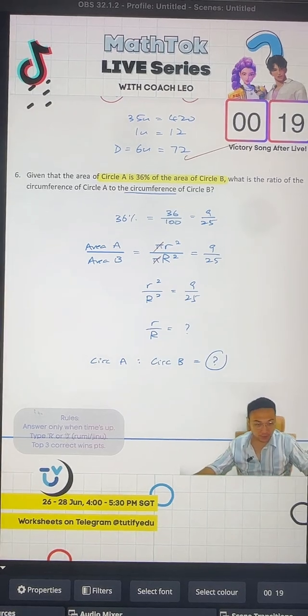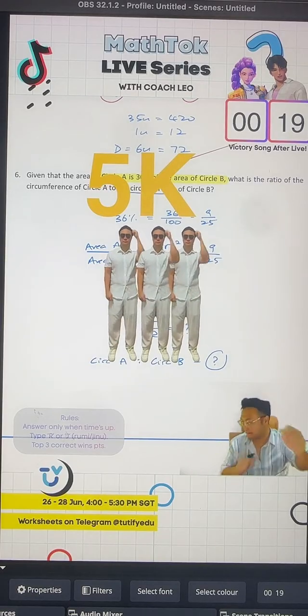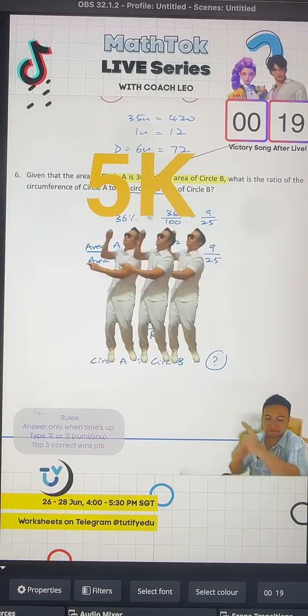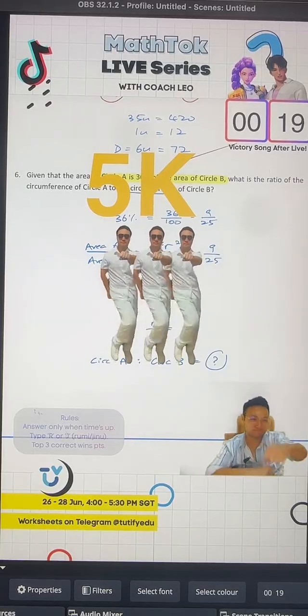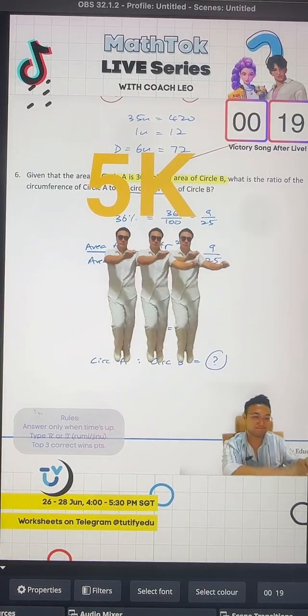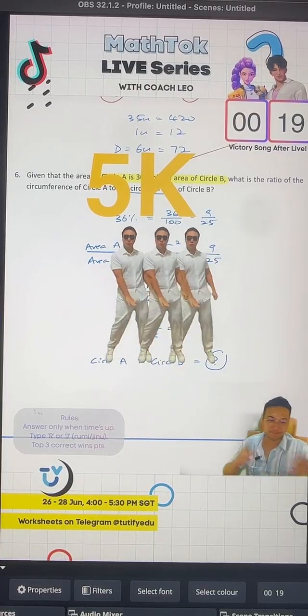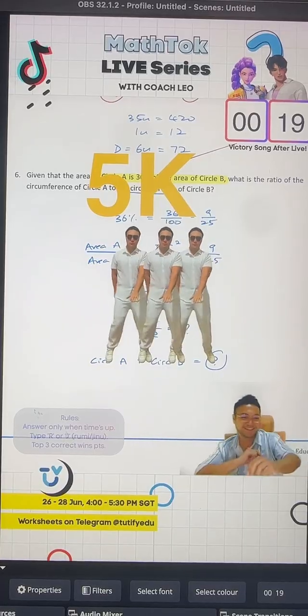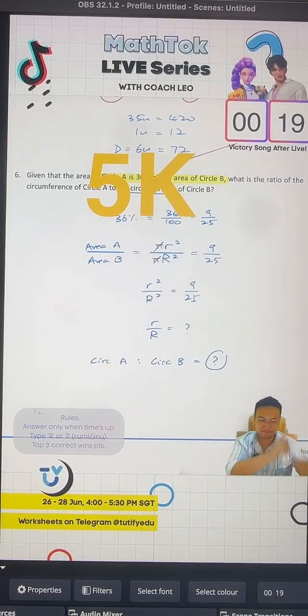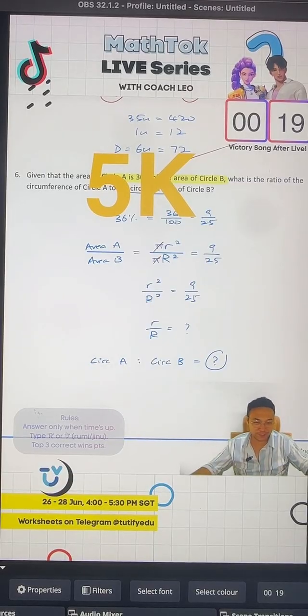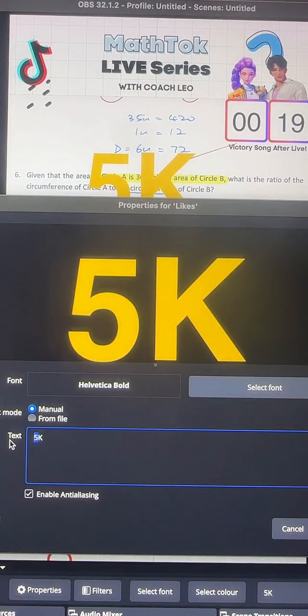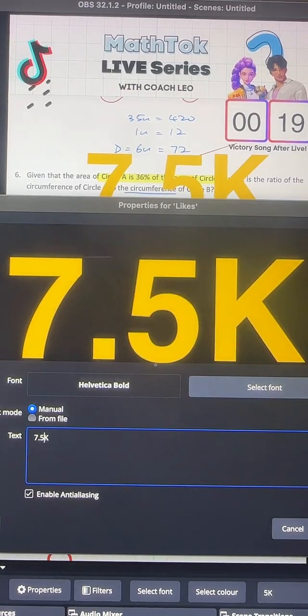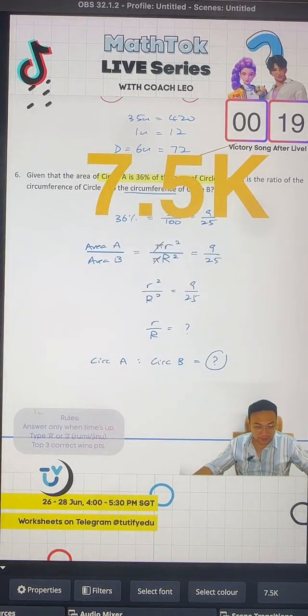5,000 likes. Wow. Okay, students, we have 5,000 likes. Well done. Woo! Very good. We have 5,000 likes, students. Now we can have our next target. Okay, let's see. Our next target shall be 7.5. Then after 7.5 will be 10. Just nice. All right, students. Very good.